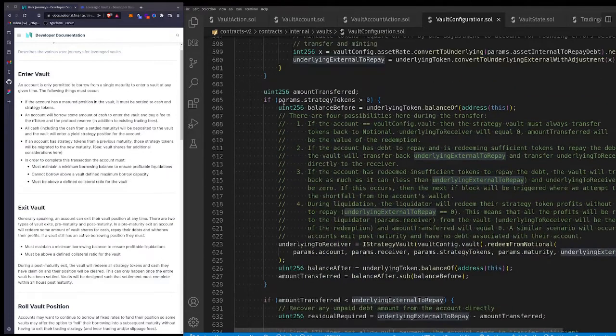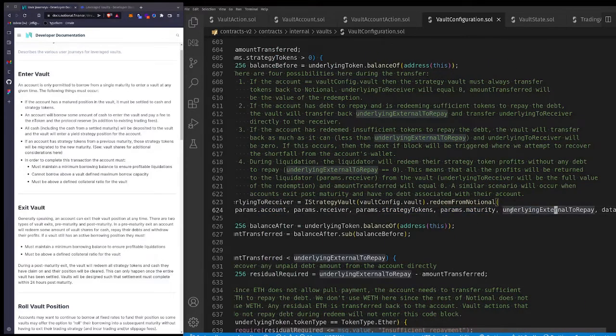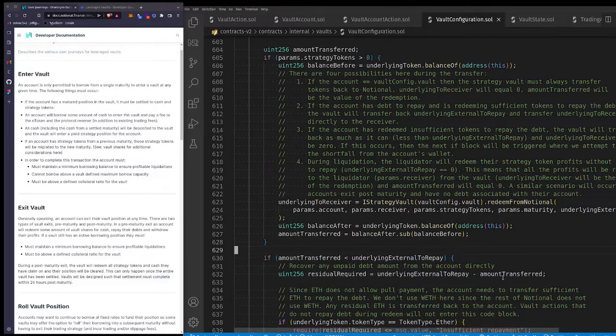Now, there are a number of possibilities that can occur during this transfer. There are various scenarios where we can enter this function here. But what's going to happen is that Notional is going to call the vault and tell it to redeem some amount of strategy tokens for this account at this maturity, and repay this amount back to Notional to repay its debt. Anything in excess of this value will be sent directly to the receiver from the vault. Again, that's to save ERC20 transfers.